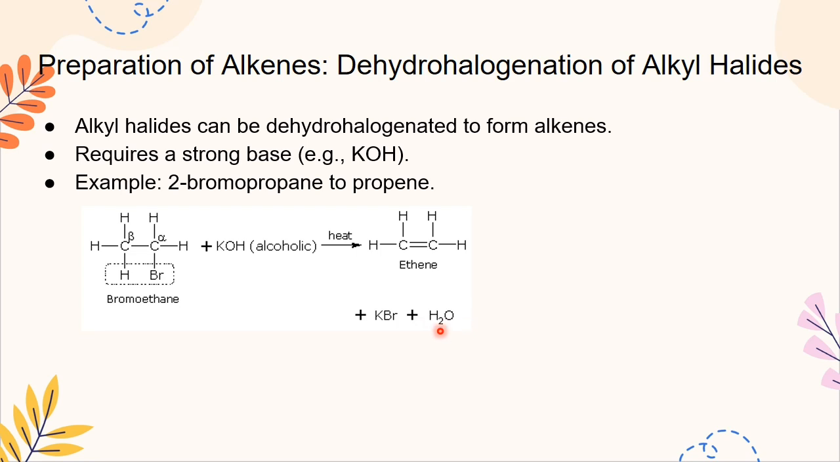So we have been able to remove water, and that's where the dehydro comes from, and the halogen, which is bromine, has also been removed. Now because of the removal of water and the halogen, that is the bromine, it's going to introduce a double bond into this structure, and that's how we now have ethene. Okay, I hope you understand this preparation.